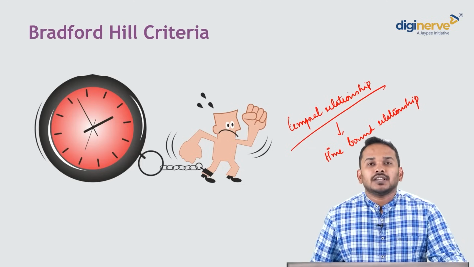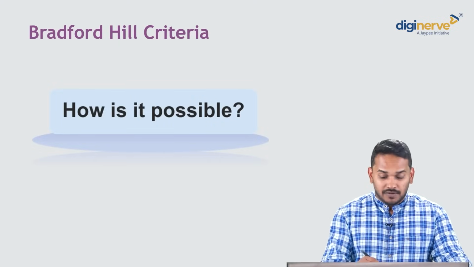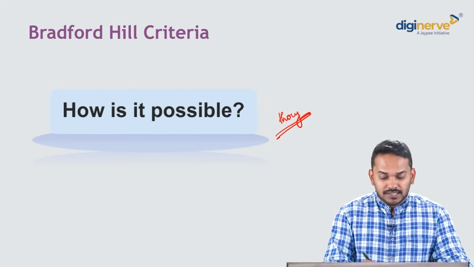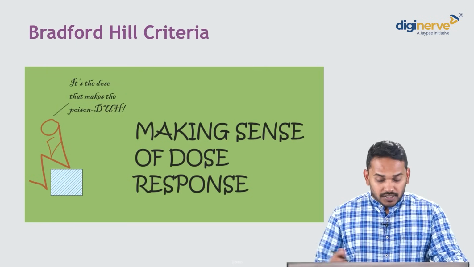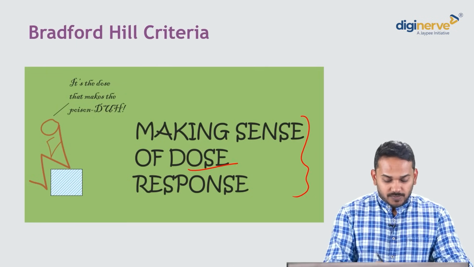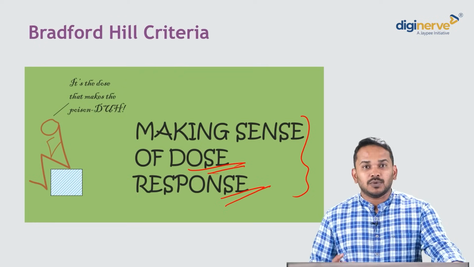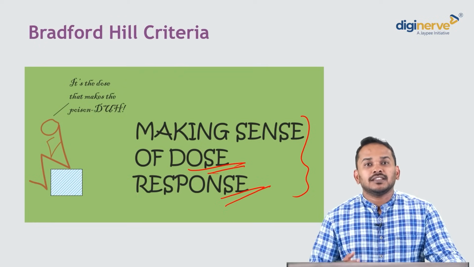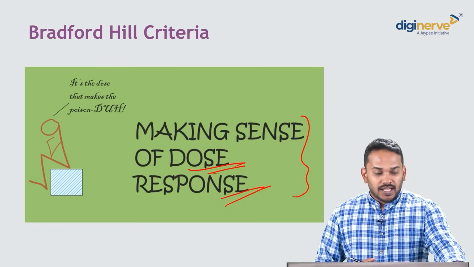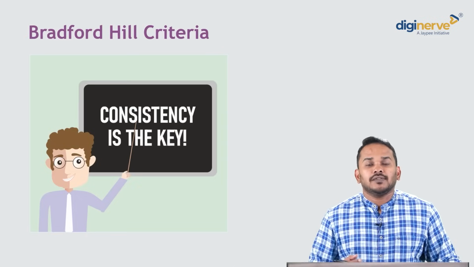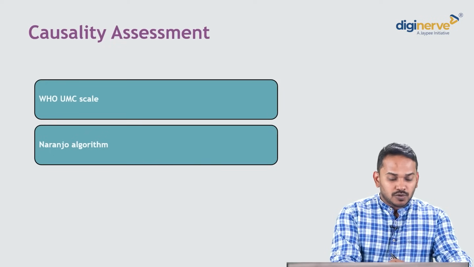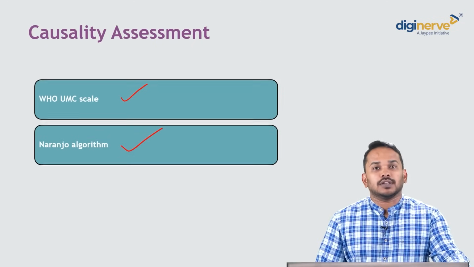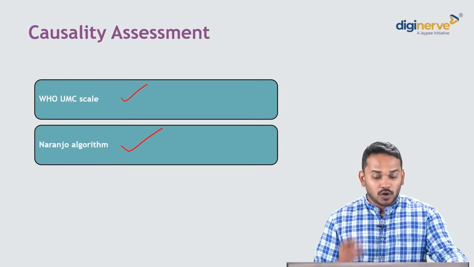The second thing we look for in this Bradford Hill criteria is plausibility, whether there is any theory behind this adverse drug reaction. And the third thing we will look for is whether there is any dose response, that is while you are increasing the dose whether the adverse drug reaction increases, or while you are decreasing the dose whether the adverse drug reaction reduces. And the fourth thing we will look for is consistency, whether the adverse drug reaction is produced on repeated administration of the drug. For causality assessment, we have got two scales. One is called the WHO-UMC scale and also the Naranjo algorithm. These two scales are commonly used to assess the causality.